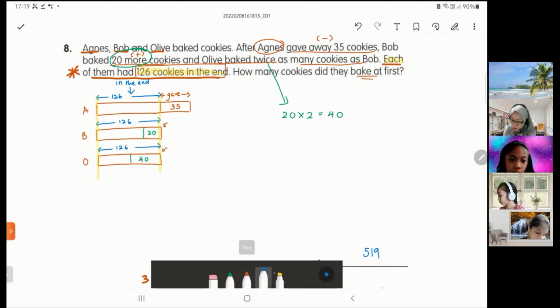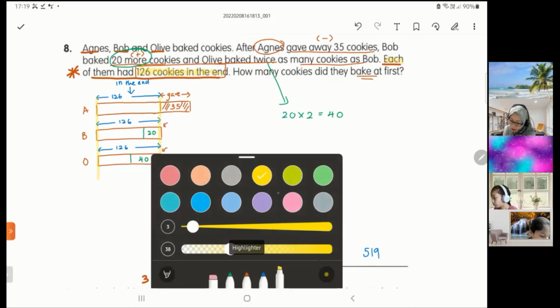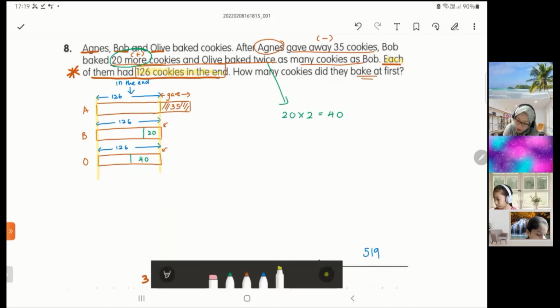So I'm going to use a different color, a highlighter. Let's use green. Okay, so at first, I told you at first means Agnes has the whole long part here, right? I want to find this one for Agnes at first. And then Bob will only have the short part here. Olive will only have this short part here. Or I can just color in green, so you can see. I just want to find the one that I color in green. So Agnes is everything. This is what I want to find.